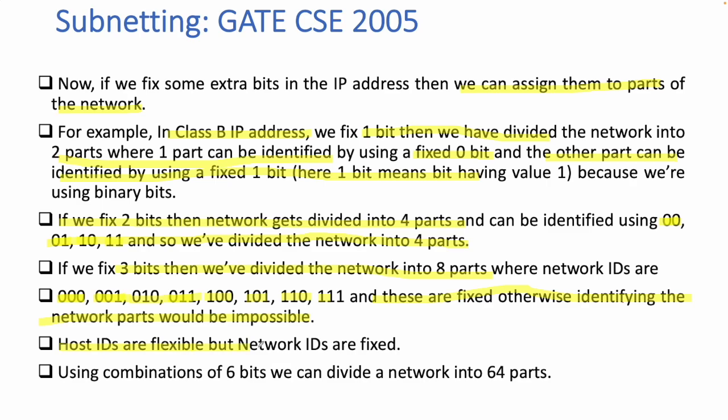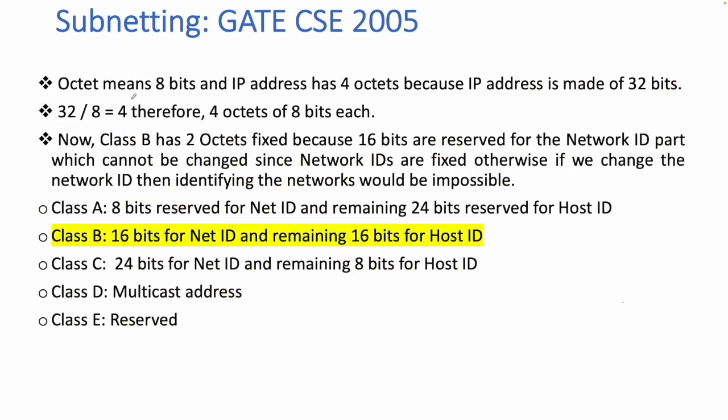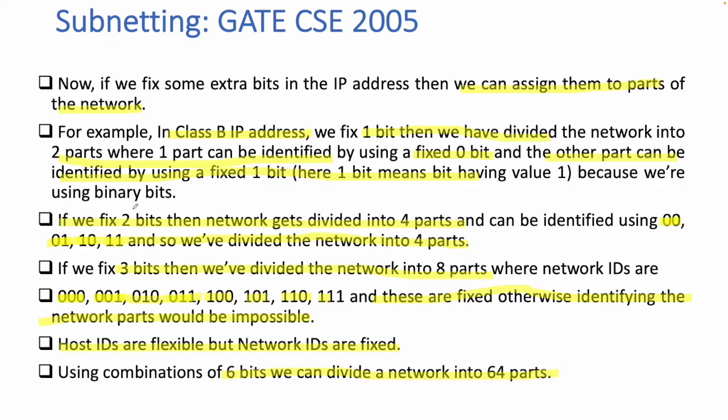So host IDs are flexible but network IDs are fixed. We have learned so far that using a combination of 6 bits, we can divide a network into 64 parts. First you divided the network into 2 parts using 1 bit. These are all powers of 2. Fixing 1 bit divides the network into 2 parts, fixing 2 bits into 4 parts, 3 bits, 2 to the power 3, 8 parts. So basically you keep dividing the network in powers of 2, right?